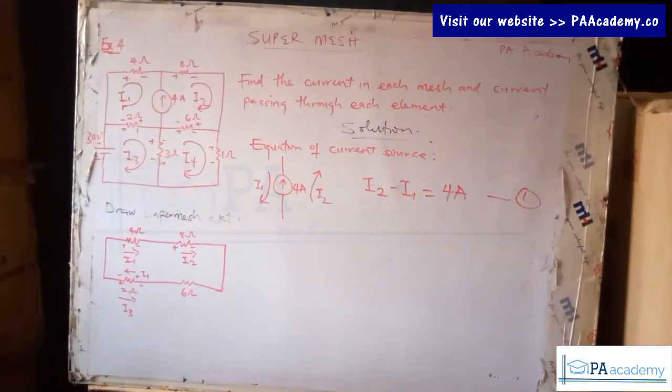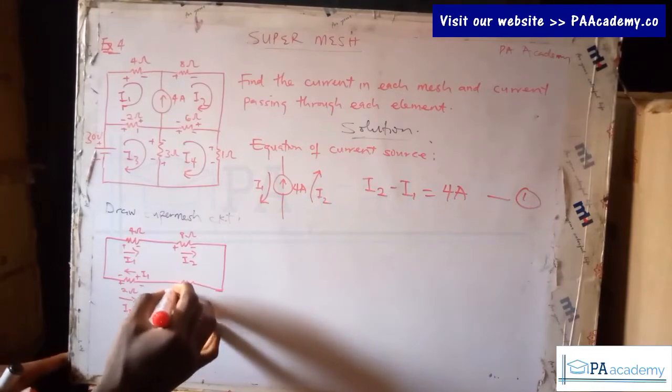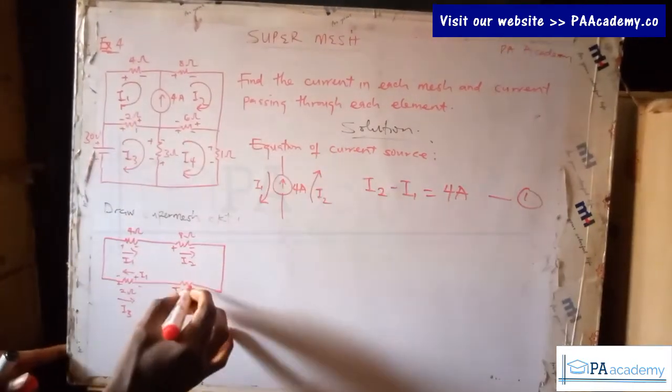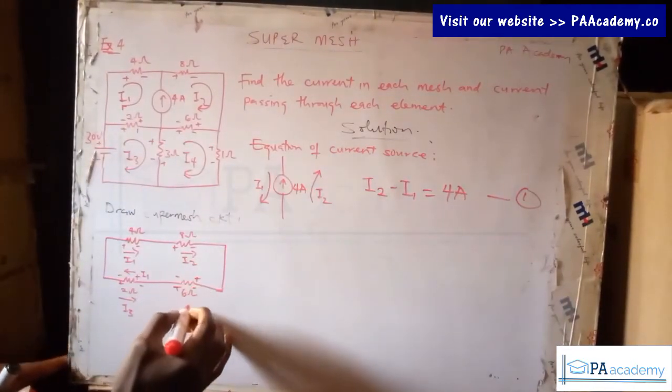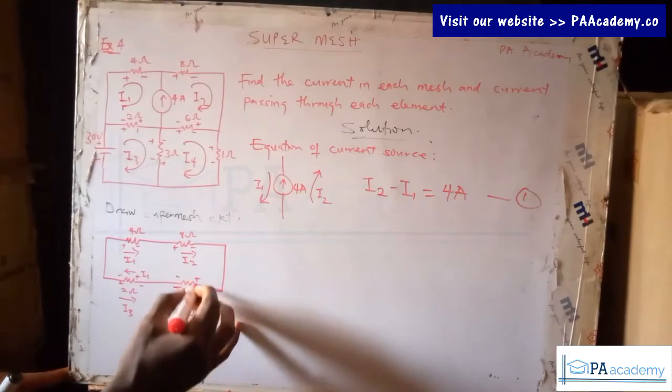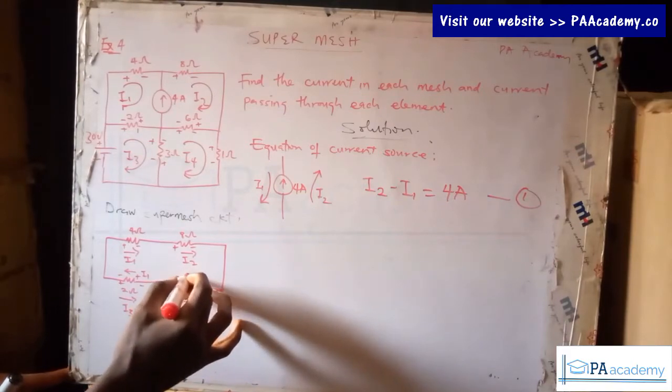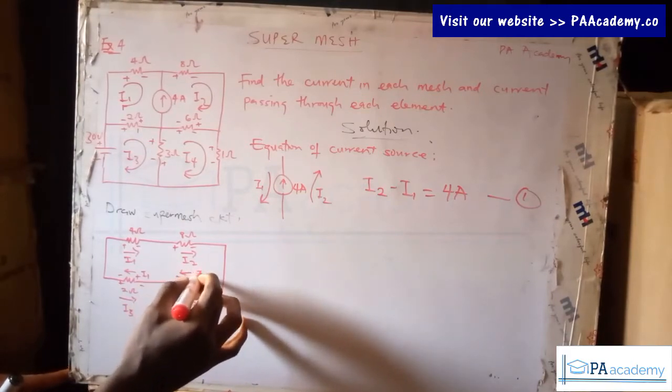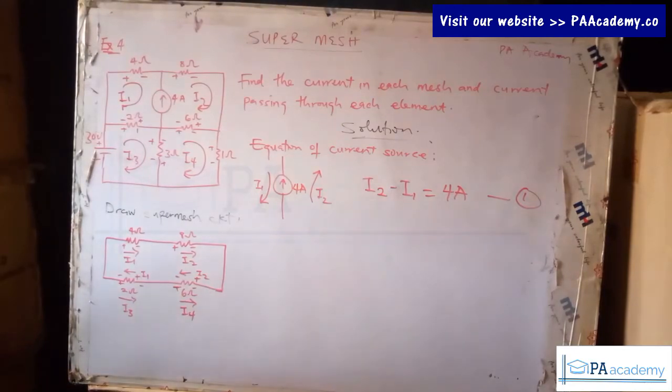Alright, so let's do the same thing for the 6 ohm resistor. So we have plus and minus, the same thing here, and then plus and minus. So we have a current flowing in this direction, which is I4. We also have another one flowing in this direction, which is I2. Alright, so that is it there.